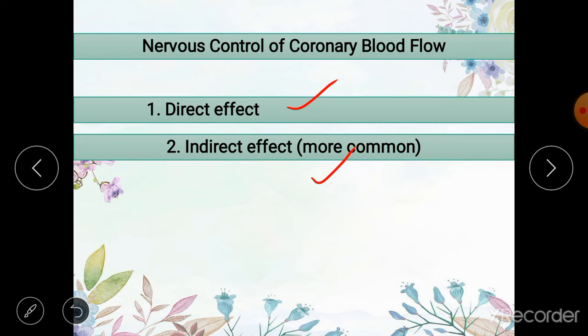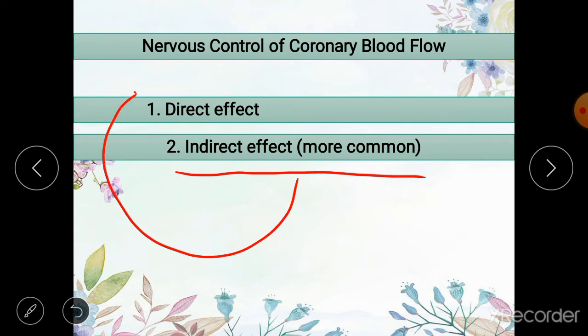What might be a little confusing to you is that both of these effects are opposite to each other. But you must remember that the indirect effect is more common and it overrides the direct effect. You have to remember this.